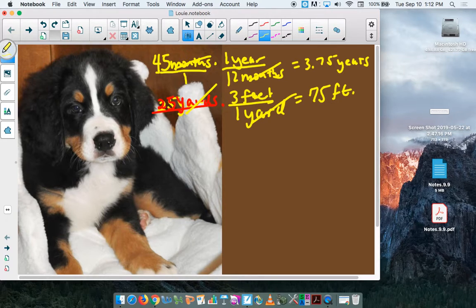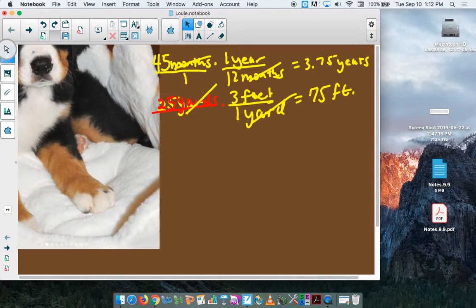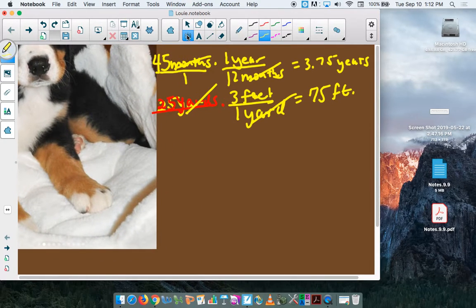All right, now let's do something bigger. Let's go 4 meters to yards. It's not going to be 1 yard. So 4 meters to yards, we'll move Louie. All right, so I have 4 meters.